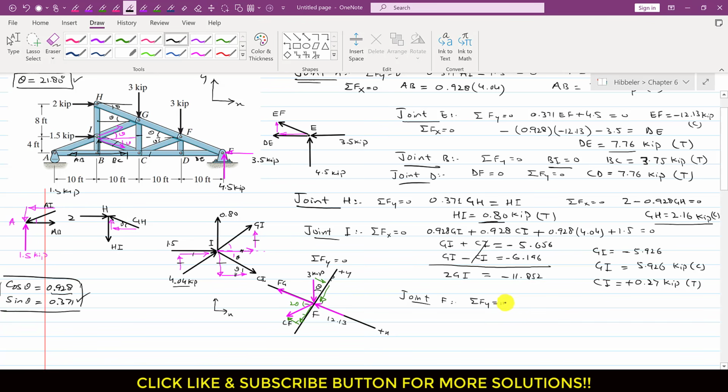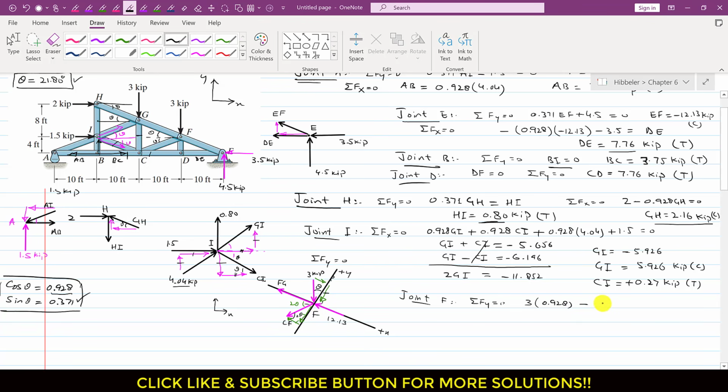As we can see, this is now our y-axis. This component of the 3 kip force is acting in the negative y direction, and this is the cos component, so we will write 3 cos of theta, and cos of theta is 0.928. This CF member force will have one component acting in the negative y direction, and this is again the sine component. According to this 2 theta angle, this is the cos component and this is the sine component.